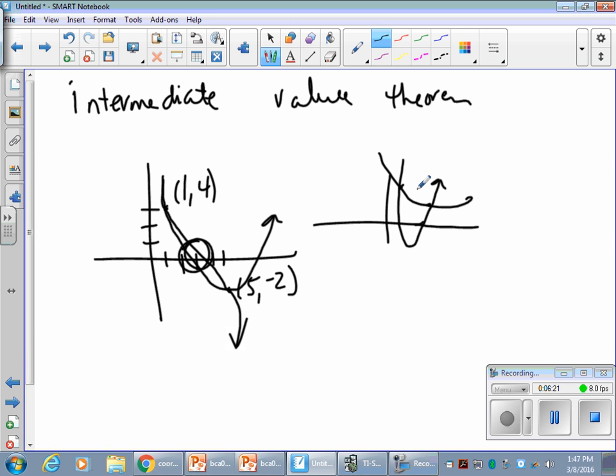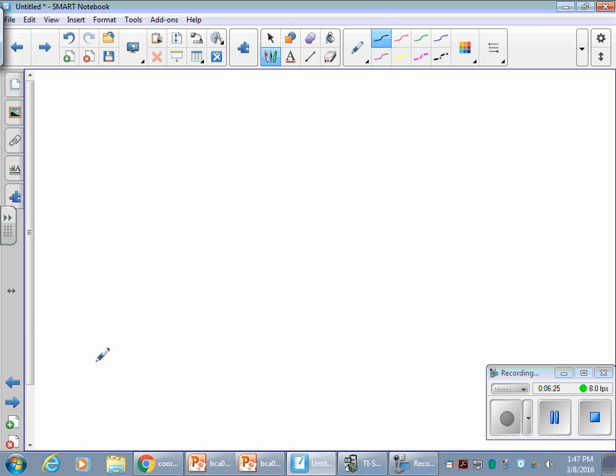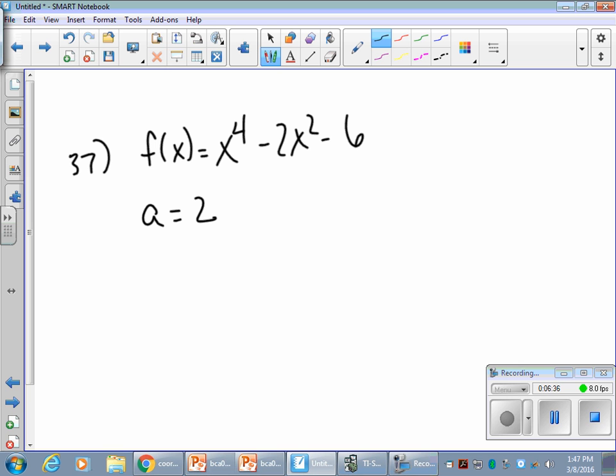So I'm going to do an example, and I think using your calculator is the easiest way to do this. Let's say problem 37 in your textbook is f(x) = x^4 - 2x^2 - 6, and they want to know, is there a zero between a, which is 2, and b, which is 3. So I'm going to use the calculator. You can plug in 2 and plug in 3 and see what you get, but I think it's easier to type this in your y equals and use your table.